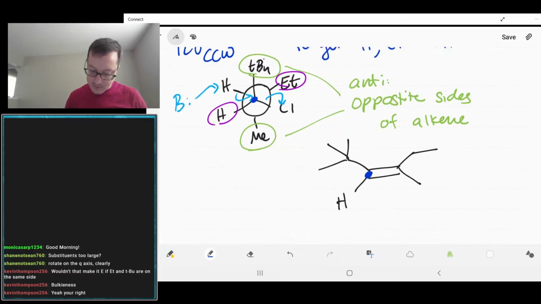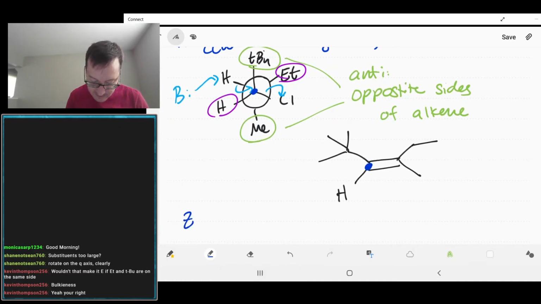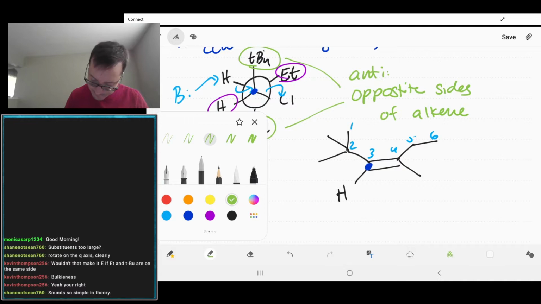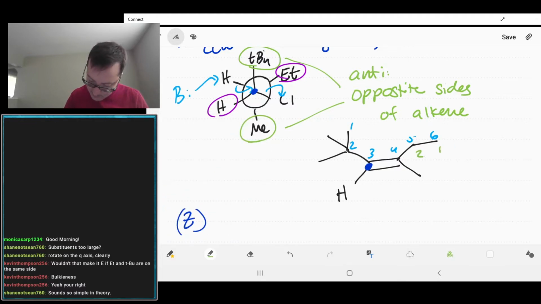So we end up with Z. We can name this. Couple options for naming it, just for practice.